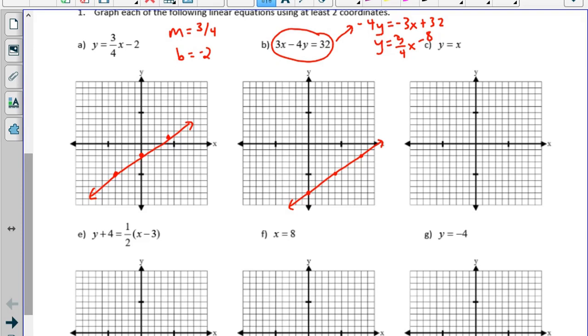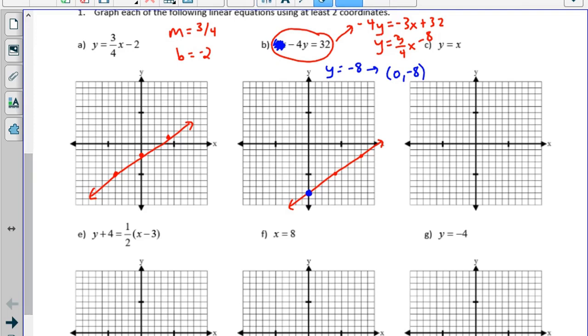For example, if I make x equal to 0, that's essentially the same thing as covering it up, which I will often in class call the cover-up method. So if I cover up x, then I just divide by -4 and I get y = -8, which indicates that (0, -8) is on the graph. Notice that that was the same thing that we found when we found the y-intercept.